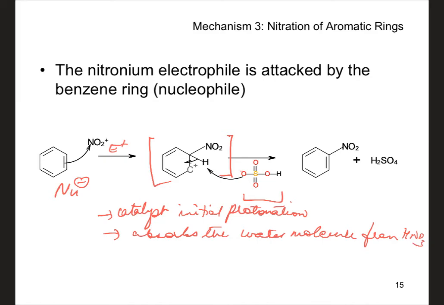So H2SO4 loves water, so it's going to react with that water molecule and protonate that real fast. And the conjugate base of the sulfuric acid allows that re-aromatization to take place. So it's not water that's coming out to re-aromatize, but rather the bisulfate. Okay, all right, so that was nitration.